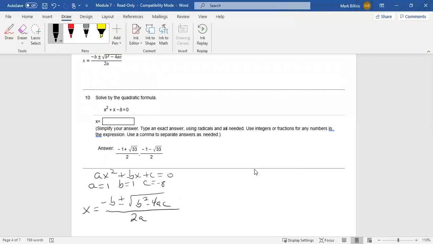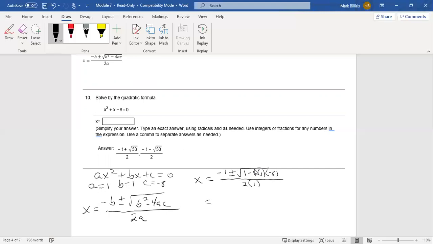So we have x equals the opposite of b. In this case, b is 1, so the opposite is negative 1, plus or minus the square root of b squared. So when I multiply b times itself, I get 1 minus 4. It's always minus 4 because that's a part of our formula, times a, which is 1, times c, which is negative 8. And this is all over 2 times a, which in this case is 1.